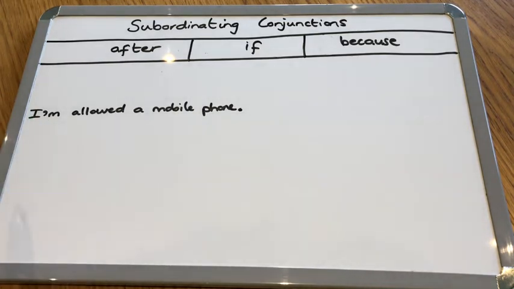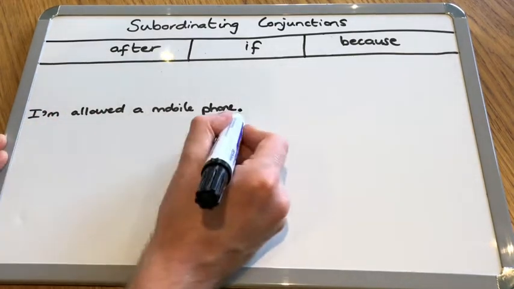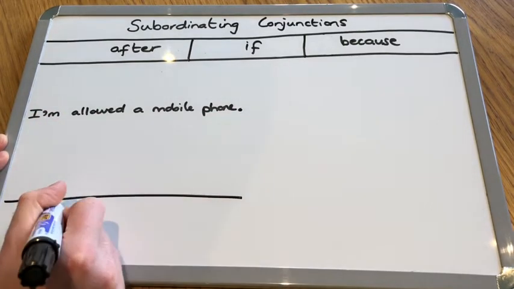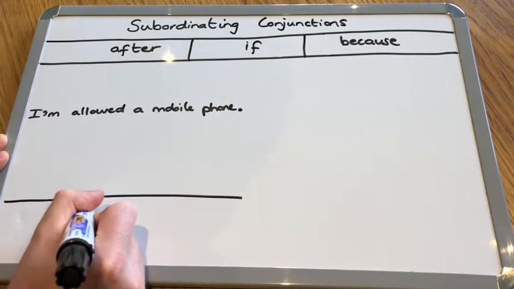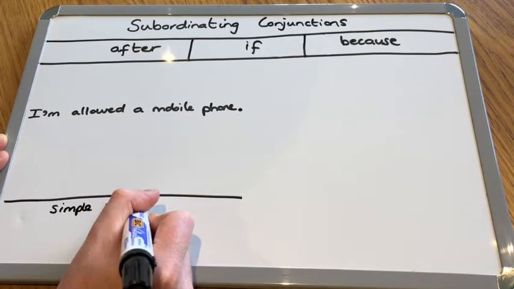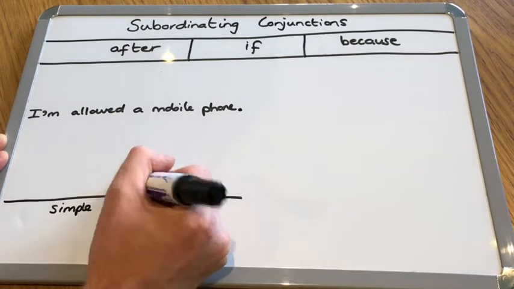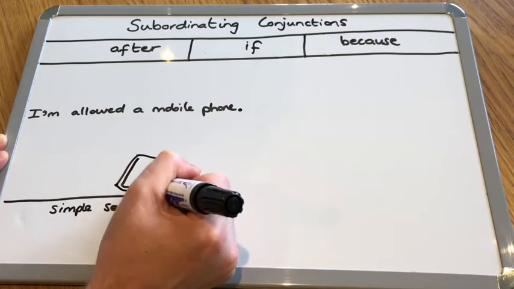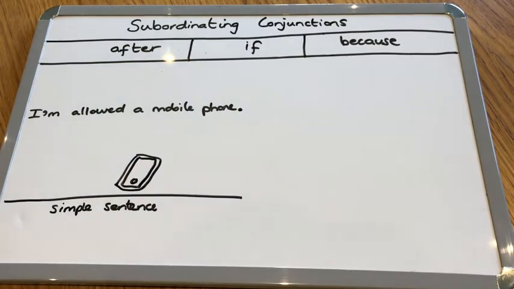So direct speech. So at the moment we have this, I'm going to represent it as a line, a simple sentence. And it's simple because it has one idea in it. The idea of the mobile phone and being allowed it. Now at the moment, that doesn't tell the listener or the reader much information, does it? Certainly doesn't say the time or when you're allowed it. It doesn't tell you the rules you've got to follow to have your mobile. And it doesn't say the reason why you might be allowed it.